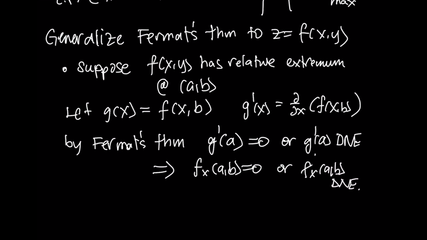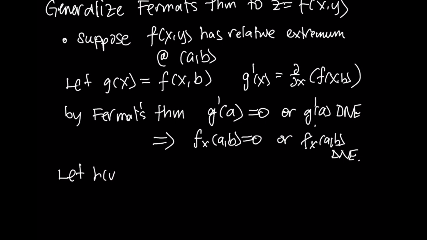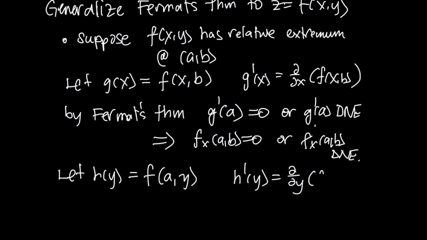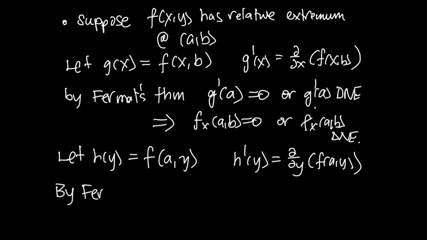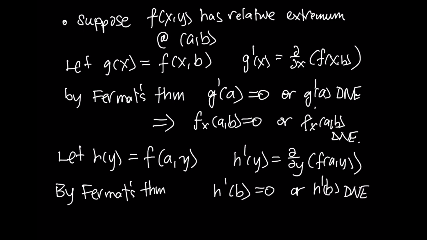Now similarly, if we let h of y be the value of this multivariable function where we fix a and let y be free, that means if we were to take the derivative of this function, it would be like taking the y partial derivative of a and y. By Fermat's theorem, that tells us that either h prime of b is 0 or h prime of b doesn't exist. So Fy at AB is 0 or Fy at AB doesn't exist.